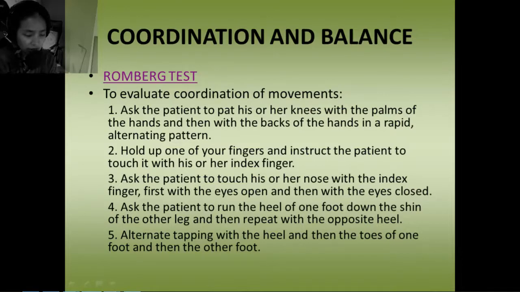Next, you also have here is to ask the patient to run the heel of one foot down the shin of the other leg and repeat with the opposite heel. So if you're going to illustrate that, for example, this is the foot and this is the shin, your lower leg. Okay? Your lower leg. So again, how are you going to do that?